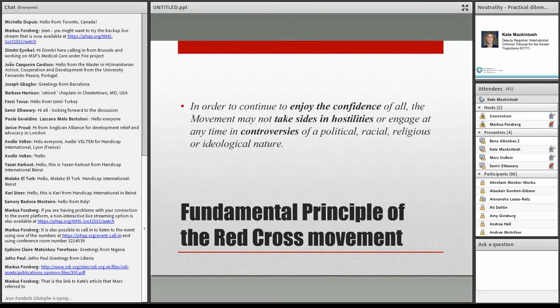Aha, I see my slide has magically appeared. That was exactly the slide I was about to put up.